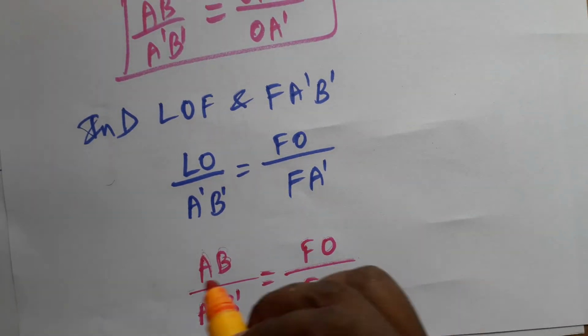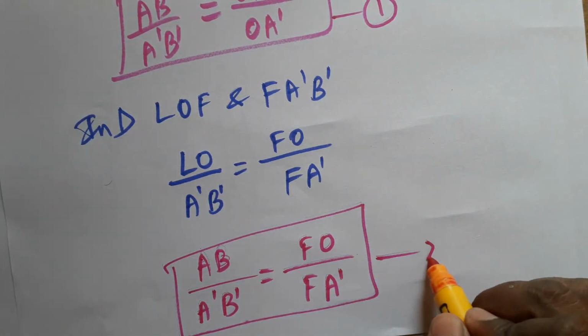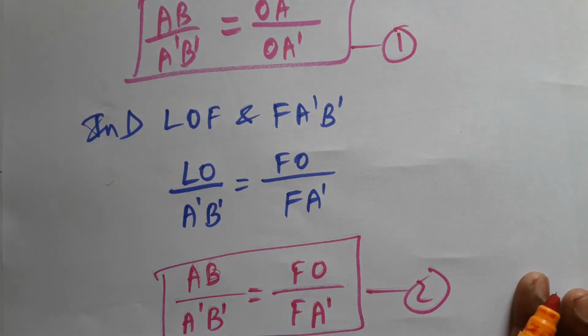See here, this is the first equation and this is the second equation. The left-hand side of both equations is equal, so the right-hand sides can also be made equal.